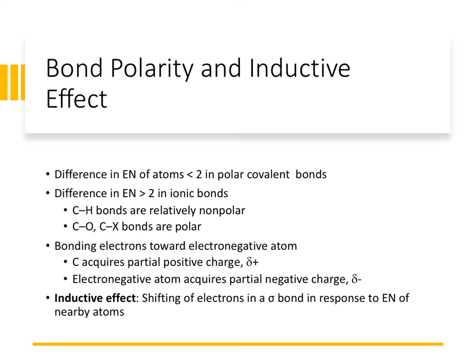When you have a polar bond, the more electronegative atom pulls the electron density towards itself, and therefore you have the other atom with a partial positive charge and the electronegative atom with a partial negative charge. This results from what's called the inductive effect, where the electrons in that sigma bond are shifted closer to that more electronegative, hungry atom.